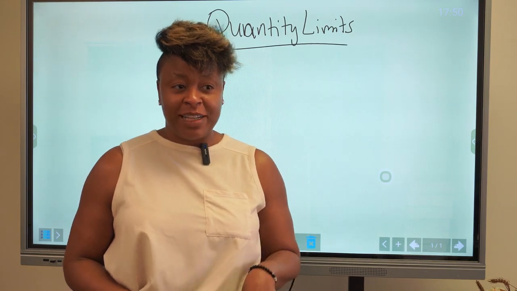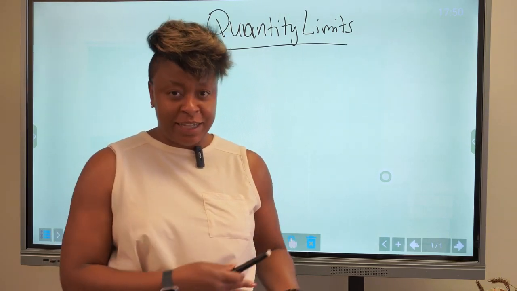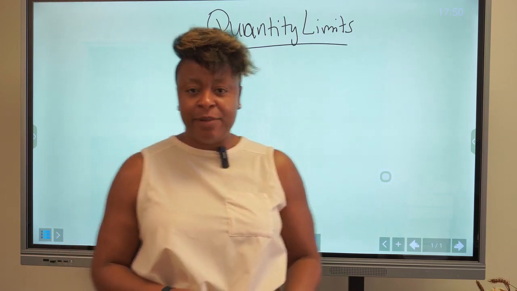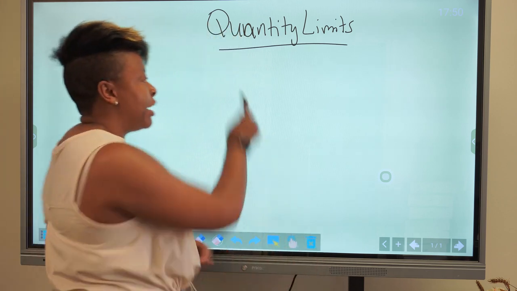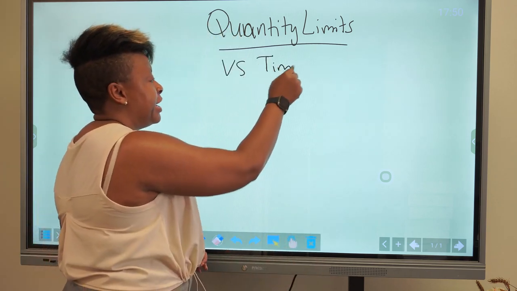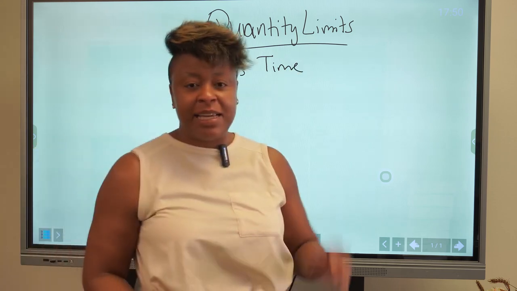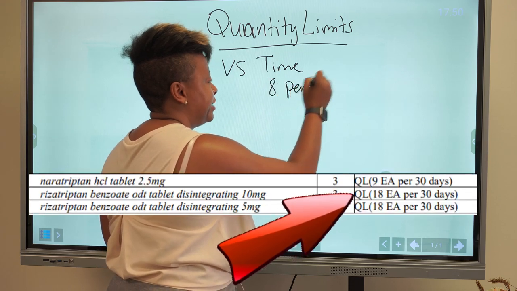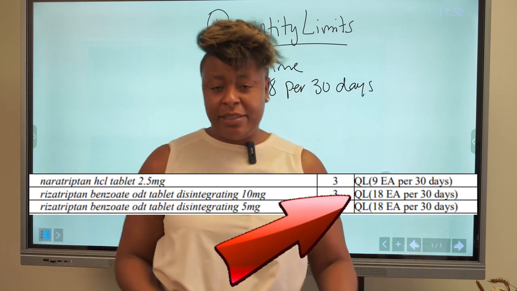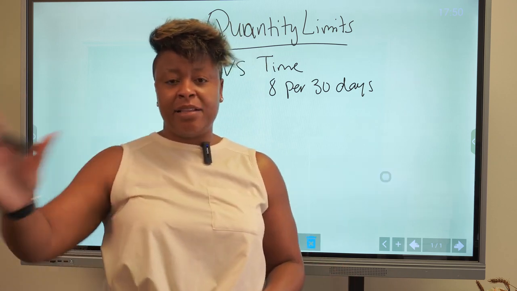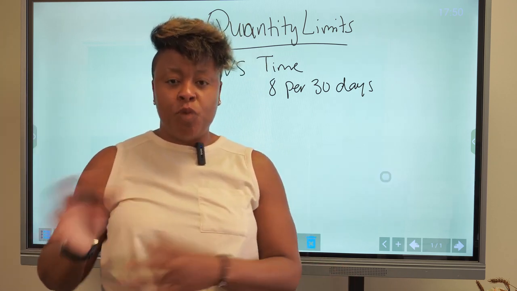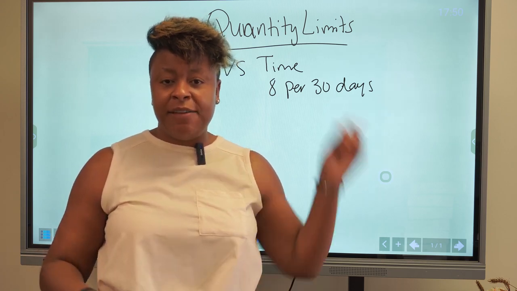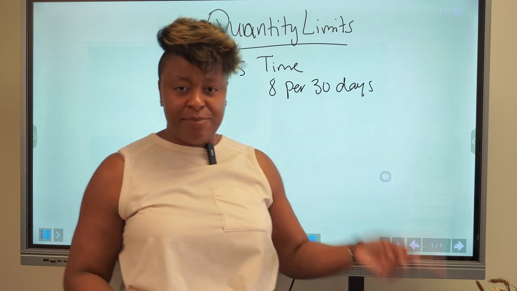Let's discuss quantity limits. Quantity limits are exactly what they sound. They are a limit on the quantity of a medication that you can actually get. They have some that we call quantity versus time. In a quantity versus time context, it may say you can only get 8 per 30 days. So you may get 2 tablets on the 1st, you may go back and get another 6 tablets on the 7th, but you won't be able to get any more past that 8 if you have a quantity versus time edit in place, all right?